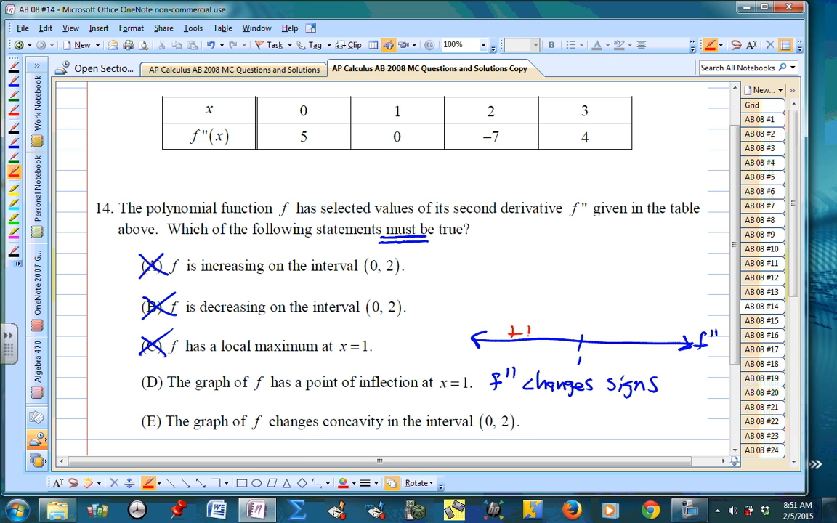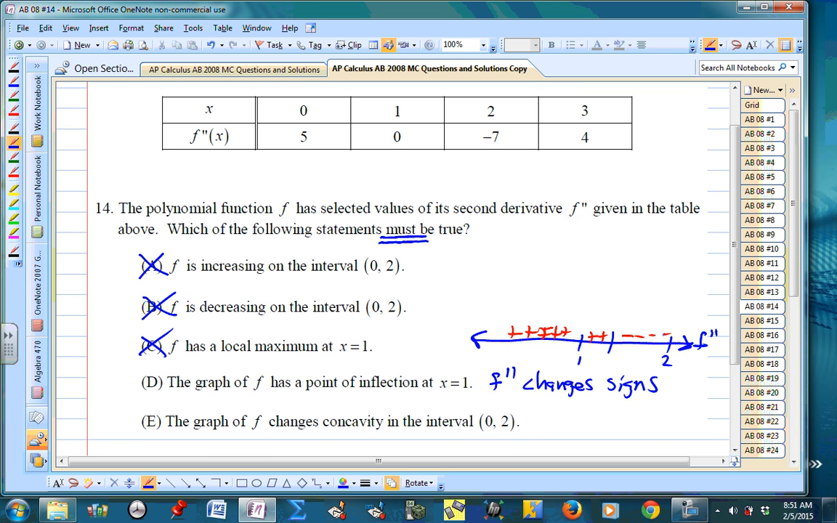What could be happening and what is possible is that our f prime prime does one of these. We have positive values until 1, and then maybe we're positive again after 1, and then become negative before we get to x equals 2.